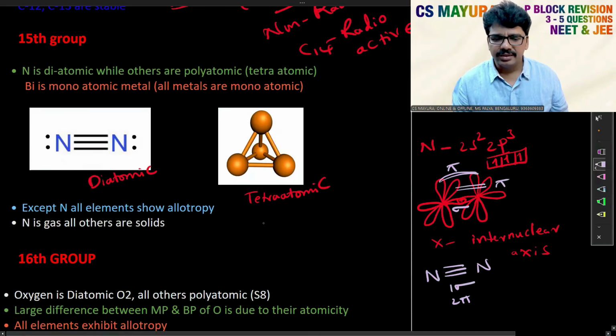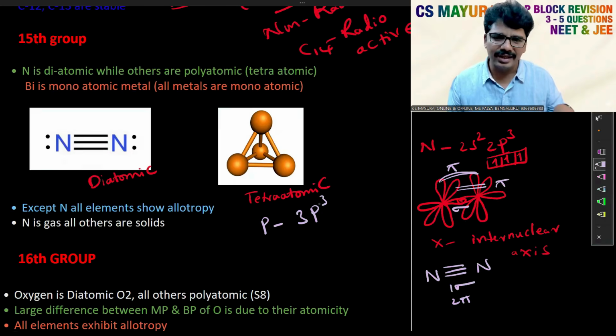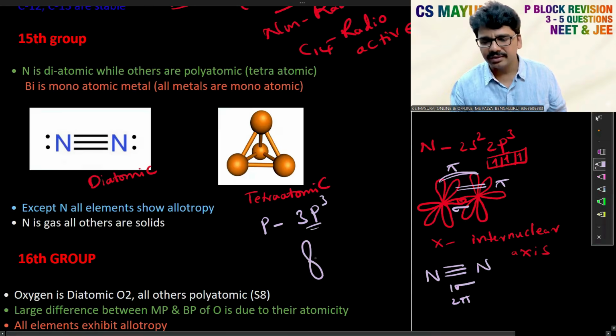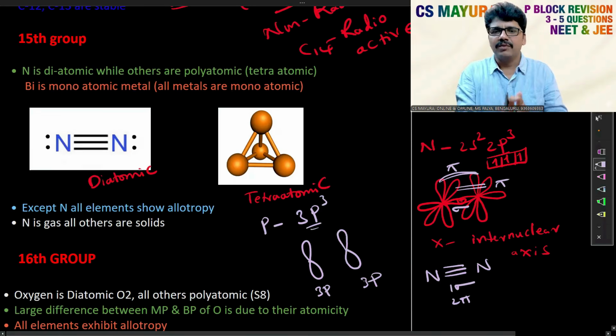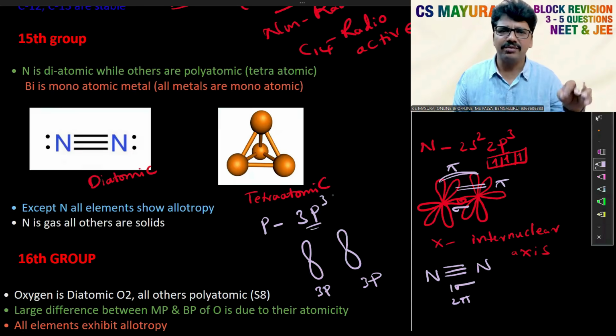But when I take phosphorus, the outer configuration is 3p3. Similar to nitrogen, phosphorus also has three unpaired electrons. But phosphorus is unable to involve in sidewise overlapping. See, this is a 3p orbital, large in size. When orbital size is more, the distance between the two orbitals is more. They are unable to form a strong pi bond. That means the pi bond formed between the p orbitals is very, very weak.